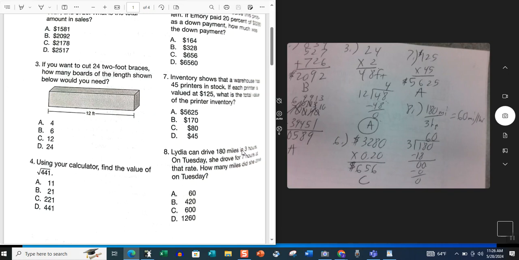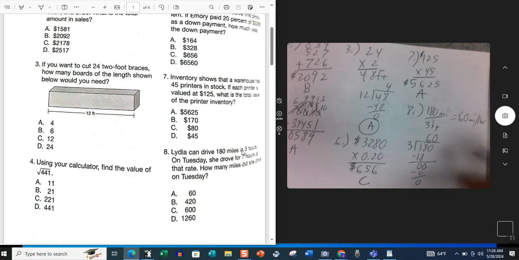Okay, now they tell us here that she drove for 7 hours. So what we would do, we'd take 60 times 7. 7 times 0 is 0. 7 times 6 is 42. So total, she drove 420 miles. So that would give us B.